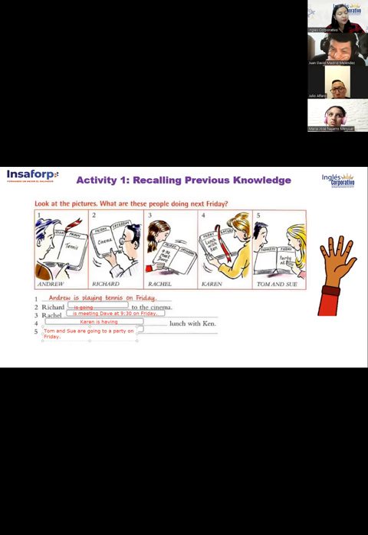Tom and Sue are going to a party on Friday. Very good. So this is just a review of the previous class. We can use the present continuous for the future, for making plans for the future. Richard is going to the cinema. Rachel is meeting Dave at 9:30 on Friday. Karen is having lunch. And Tom and Sue are going to a party on Friday.